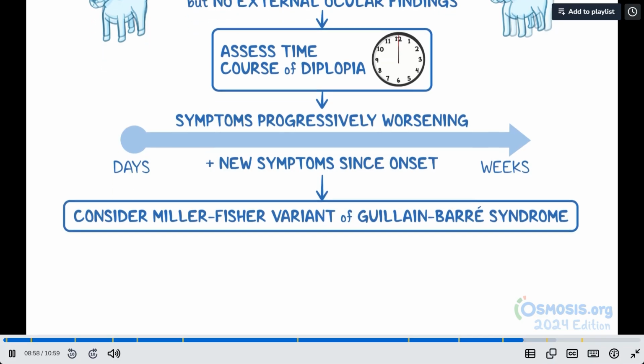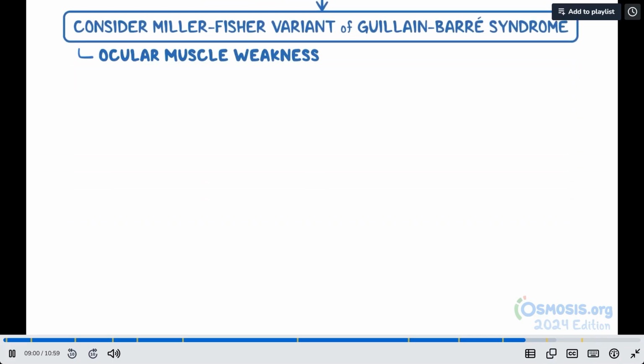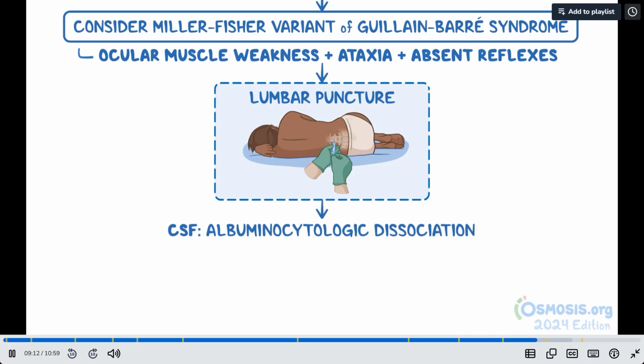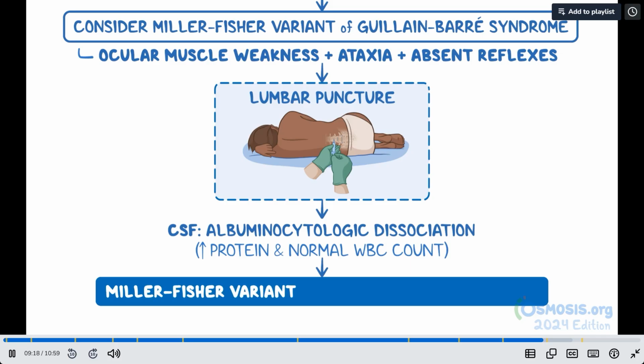These patients typically have a triad of ocular muscle weakness, ataxia, and absent reflexes. To make the diagnosis, perform a lumbar puncture and analyze the CSF. If the CSF shows albuminocytologic dissociation, in other words, elevated protein in the setting of a normal white blood cell count, diagnose the Miller-Fisher variant of Guillain-Barré syndrome.